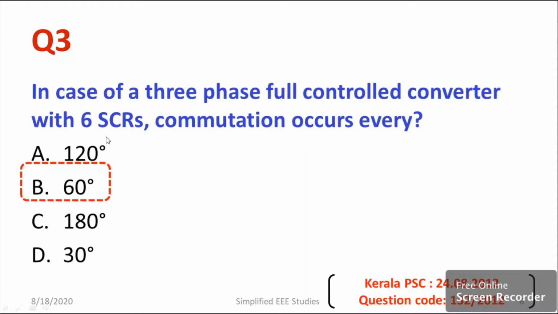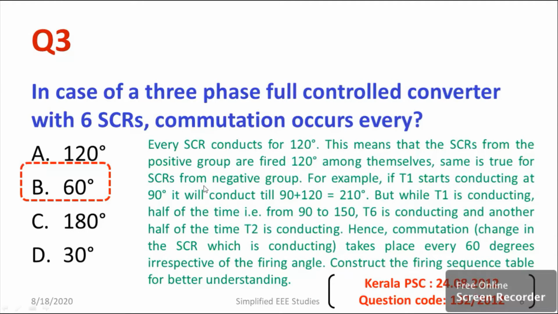How is it going to happen? If you draw a special table, then you will understand very clearly. Before that, let me explain in words. Every SCR conducts for 120 degree. That is true. This means the SCRs from the positive group are fired 120 degree apart among themselves. The same is true for SCRs from the negative group as well. For example, if T1 starts conducting at 90 degree, it will conduct till 90 plus 120, that means 210 degree. But while T1 is conducting, for half of the time, from 90 degree to 150 degree, T6 is conducting and for the other half T2 is conducting.